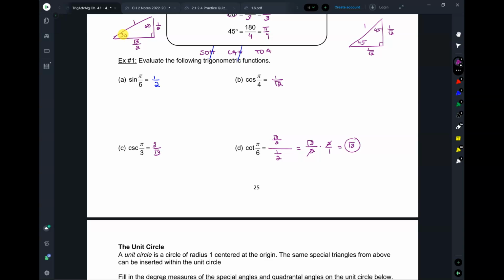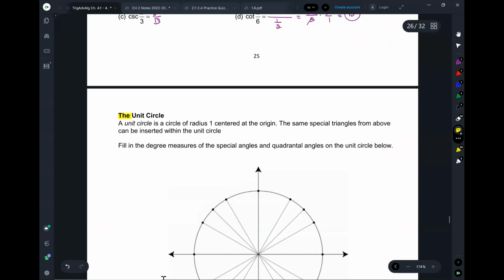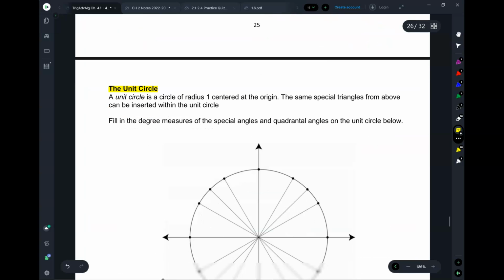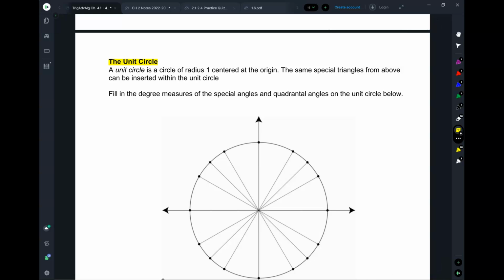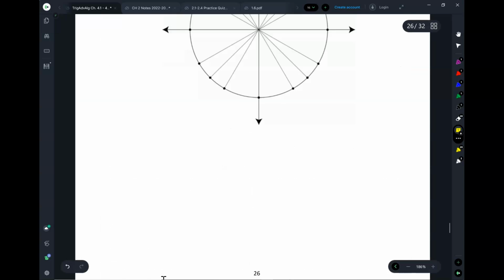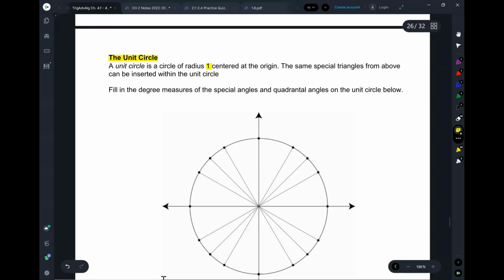Now, the biggest deal of all, the unit circle. This is the reason why we've been doing everything. Everything since the beginning of the year has been geared towards the unit circle, right? The unit circle is basically a circle with radius 1. That's where the word unit comes from. It's got a radius of 1 unit, and it's centered at the origin. The same special angles can be inserted within the unit circle, okay?